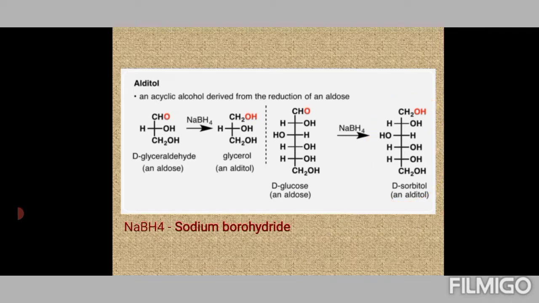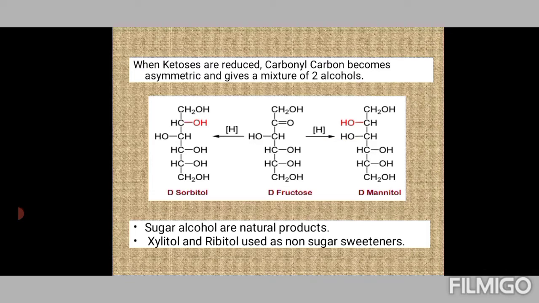That's not about aldoses alone. Ketoses also get reduced to their corresponding alcohols. One difference is that when ketones are reduced, the carbonyl carbon becomes asymmetric, as happens here. C double bond O becomes asymmetric, like this: OH on the right side, or OH on the left side, so that it can give rise to a mixture of two alcohols, like what happens here, D-sorbitol and D-mannitol, which are derived from the reduction of D-fructose.